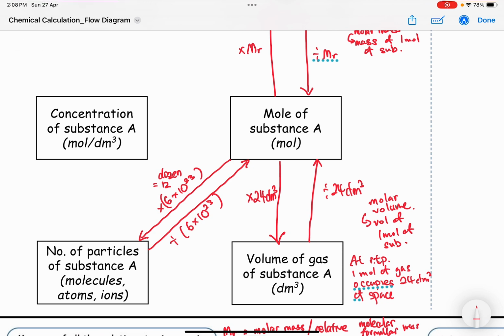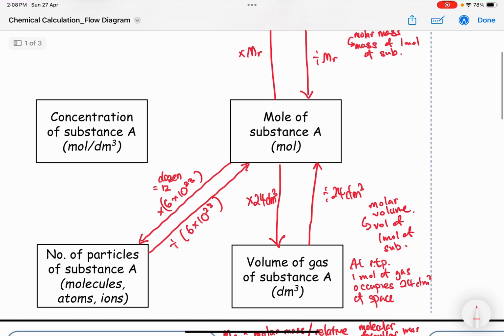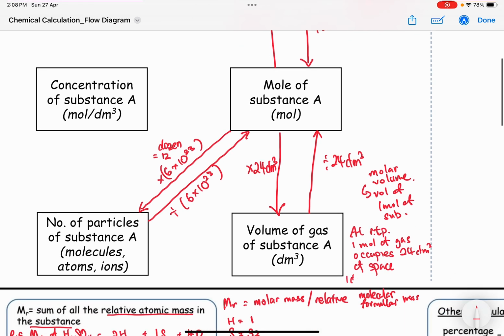Now sometimes questions can give it in cm cube. So what if it's in cm cube? Just take note, 1 dm cube is equal to 1000 cm cube. Hence, if I don't use dm cube and want to use cm cube, to convert mole to volume of gas, you must multiply by 24,000 cm cube. Then your volume of gas will be in cm cube. And if my volume of gas is in cm cube, I need to divide by 24,000 cm cube.